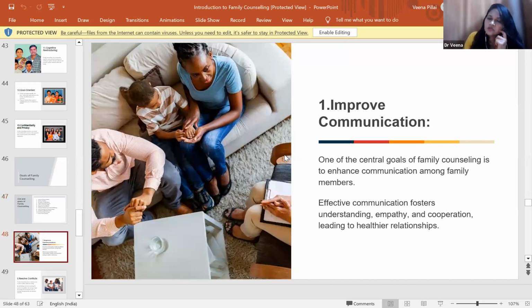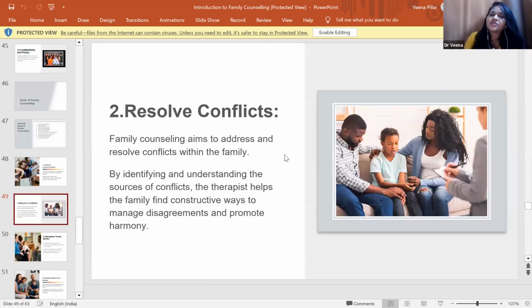One of the central goals of family counseling is to enhance communication. So like I told you, communication will help you to have better understanding. It helps to improve empathy, and also to have that cooperation between family members, and to have a healthier relationship.